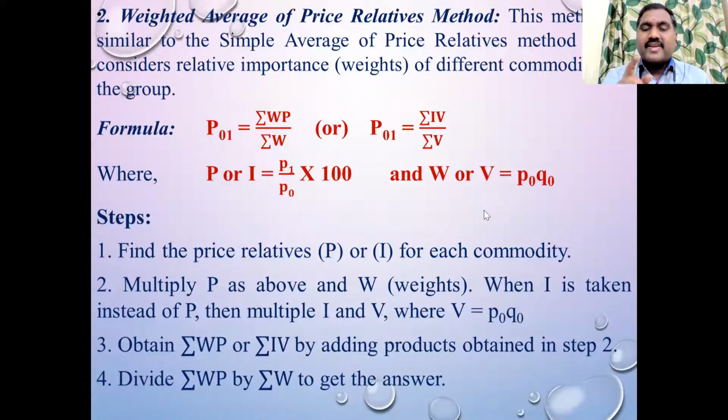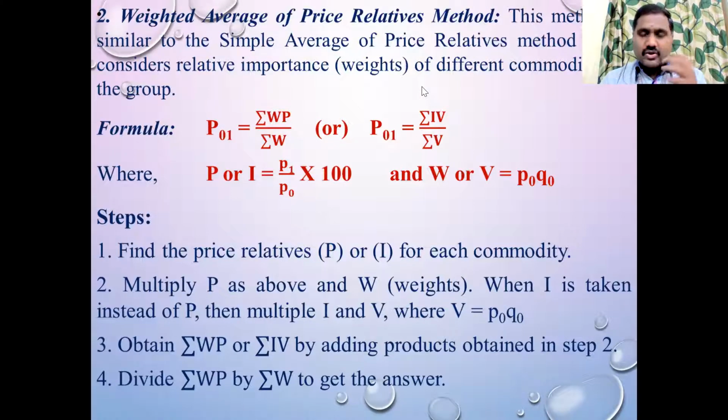See, for the weighted average of price relative method, this is the formula. There are different formulas, so don't get confused by them. Take the first one. In the given problem, if the weight W is given and the price relative value P is given directly, use this first formula, summation WP by summation W. Suppose instead of the weightage, they give the index value I and the value V. Then use the second formula.